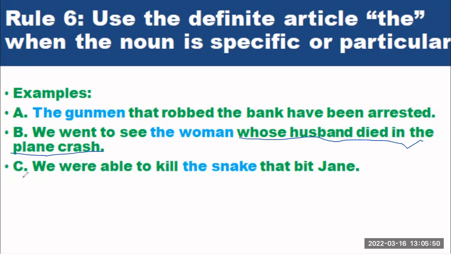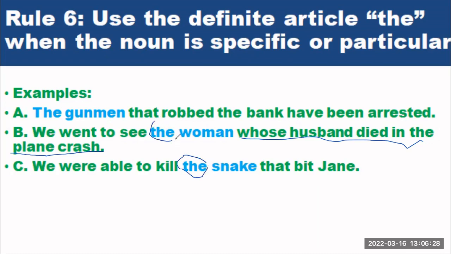Let's look at example C. We were able to kill the snake. Which snake? That bit Jane. So because there is a snake that bit Jane, we know the snake being talked about because we know that Jane was bitten by a snake. And so people went after that particular snake. So it's a specific snake. It's not just any type of snake. It is known because that snake was the one that bit Jane. In that case, we use the definite article the.